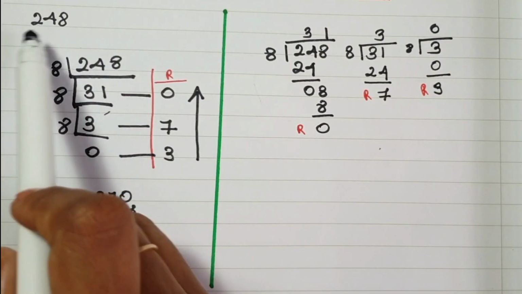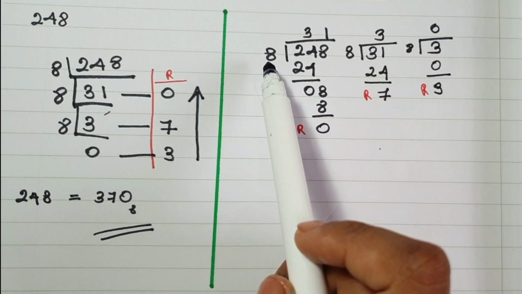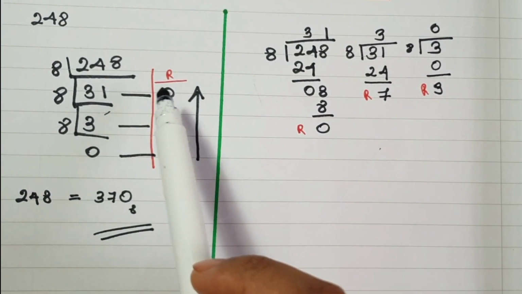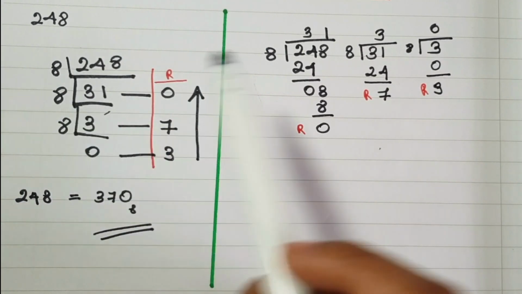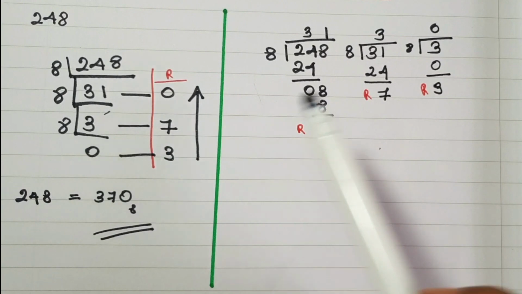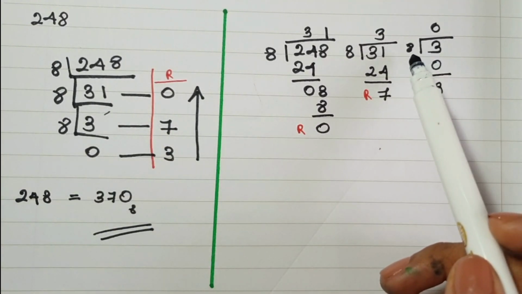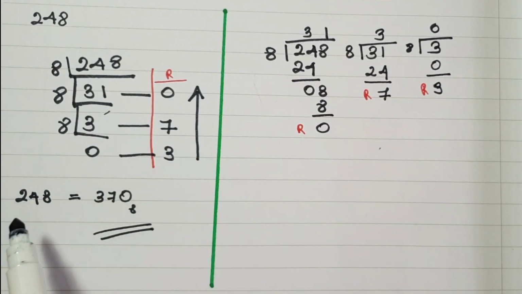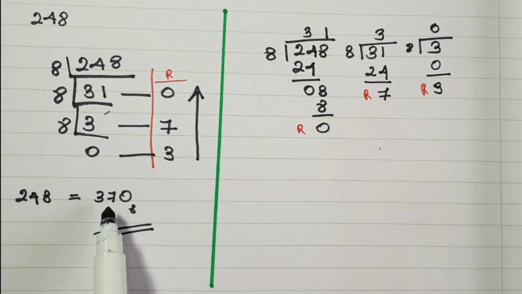Our decimal number 248 will be divided by 8. It will be 31 and the remainder will be 0. And then we divide 31 by 8. It will be 3 and the remainder will be 7. And then we divide 3 by 8. It will be 0 and the remainder will be 3. So the octal conversion of 248 will be 370 base 8.